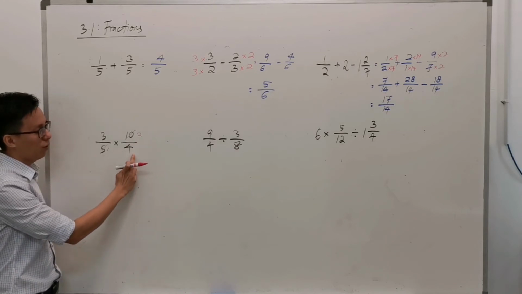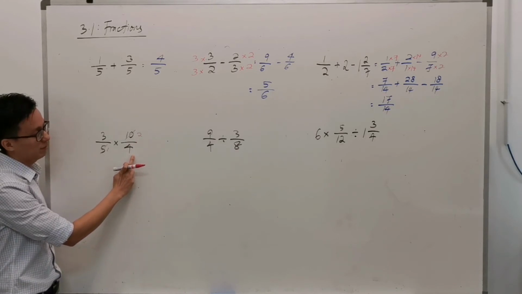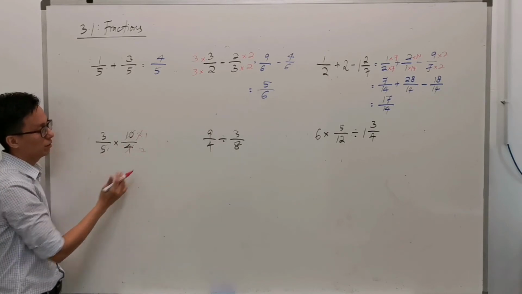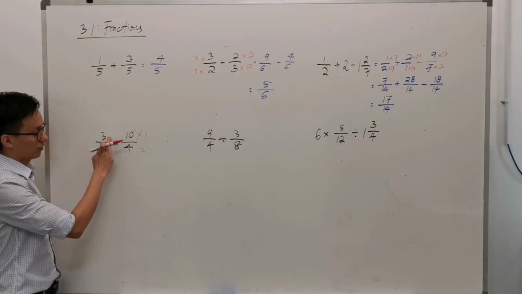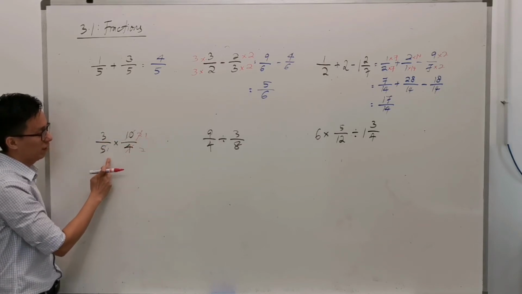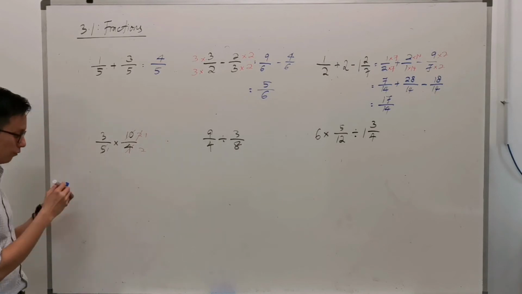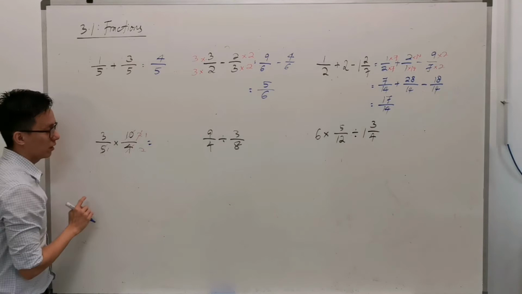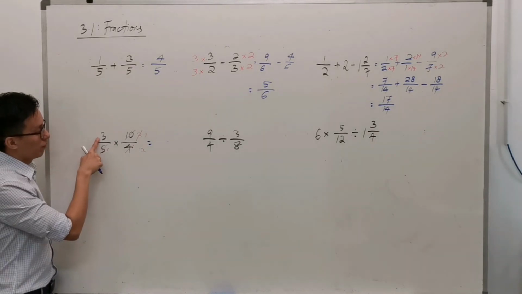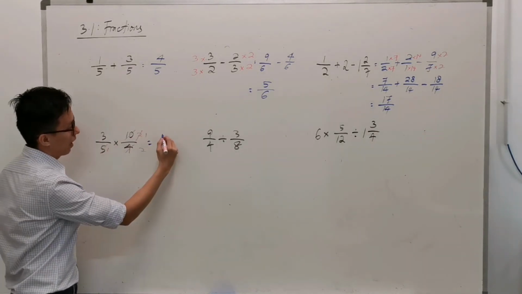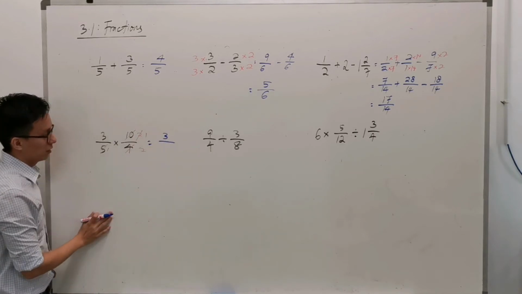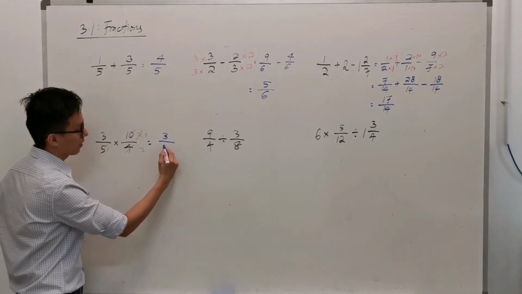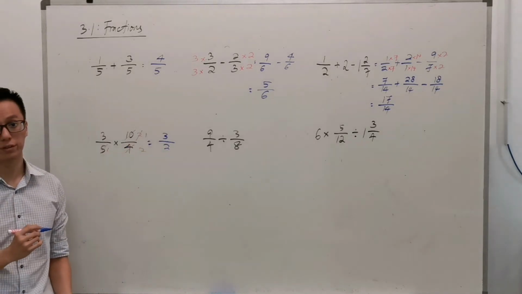So the 2 and the 4 can still be simplified. Divided by 2, here we get 1, here I will get 2. For now, there is no more pair of numerator and denominator that can be simplified. So what we do is multiply all the numerators. 3 times 1, I will get 3. And multiply all the denominators. 1 times 2, I get 2 here.